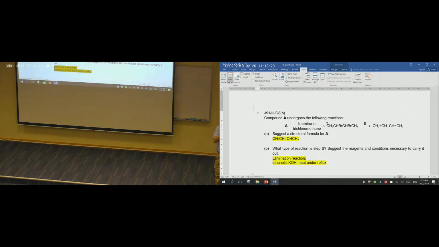Once you have introduced the two Br atoms into A, which is the compound in the middle, then you look at the compound on the right hand side. You have now two C=C double bonds. So what do you call this reaction? You remove, in this case, two HBr molecules. So it's an elimination reaction. And if you memorize, it's ethanolic KOH or NaOH, heat under reflux, right?